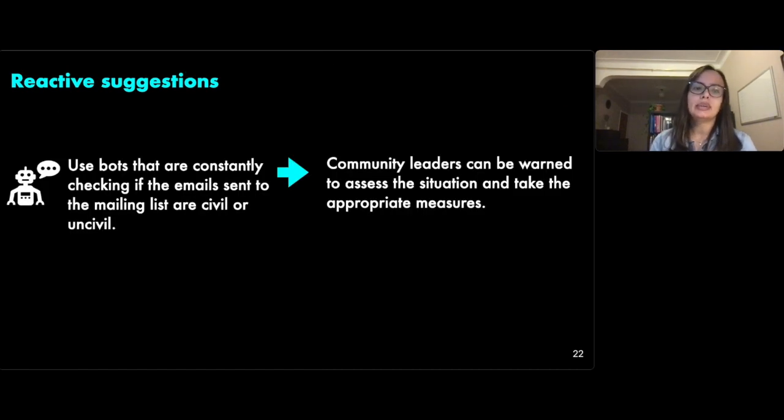So concerning the reactive suggestions, that is when incivility happens already, then community leaders need to do damage control, and community members need to be informed and properly respond to incivility. So for that, open source communities could use bots that are constantly checking if the emails sent to the mailing list are uncivil or civil. And if uncivil discussions are found, then the community leaders are warned to take the appropriate measures.